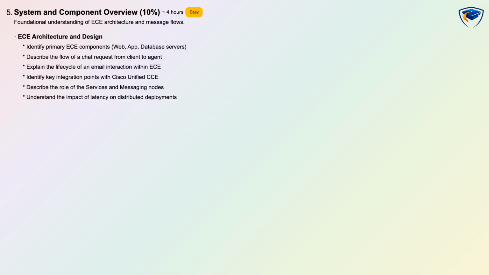System and component overview is 10%, rated easy, with about 4 hours of study and a mix of conceptual and scenario-based assessment. This section builds a foundational understanding of ECE architecture, identifying web, application and database servers and the role of services and messaging nodes. You will also learn the flow of a chat request from client to agent, the life cycle of an email interaction, key integration points with unified CCE, and how latency affects distributed deployments.